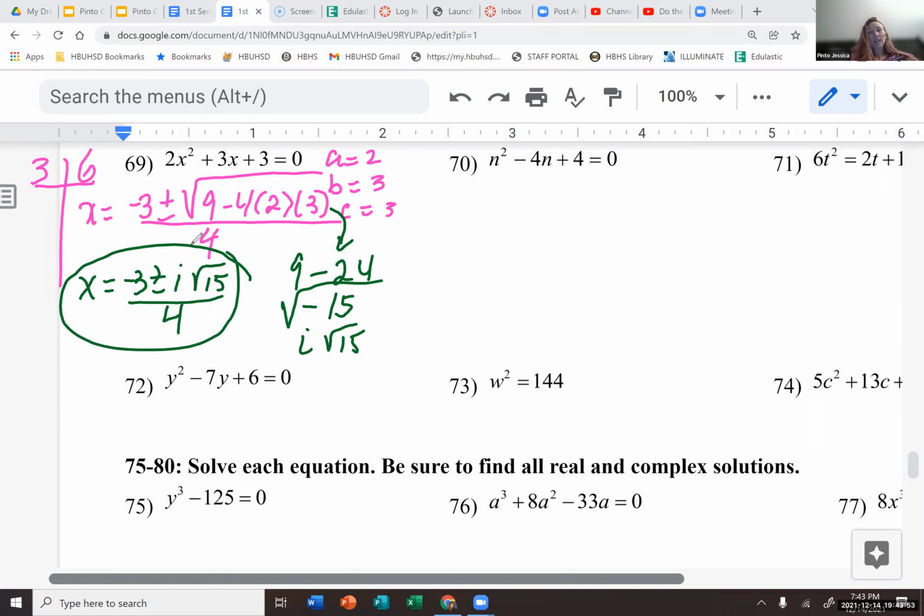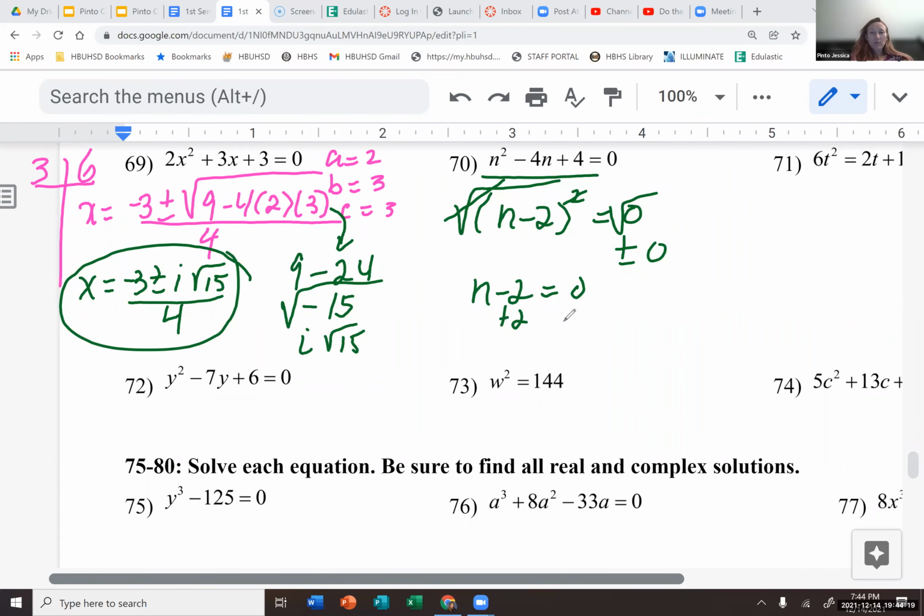All right, 70. Well, I'm going to use completing the square on this one because this one is already a perfect square trinomial. So I'm just going to write n minus 2 squared is equal to 0. And then I take the square root. I would normally do plus and minus 0, but that doesn't make any sense. So I just get n minus 2 is equal to 0. And then I add 2. And I get n is equal to 2.